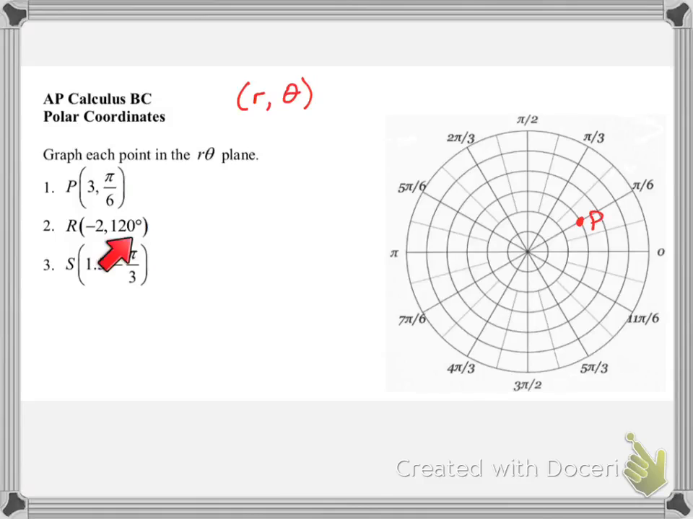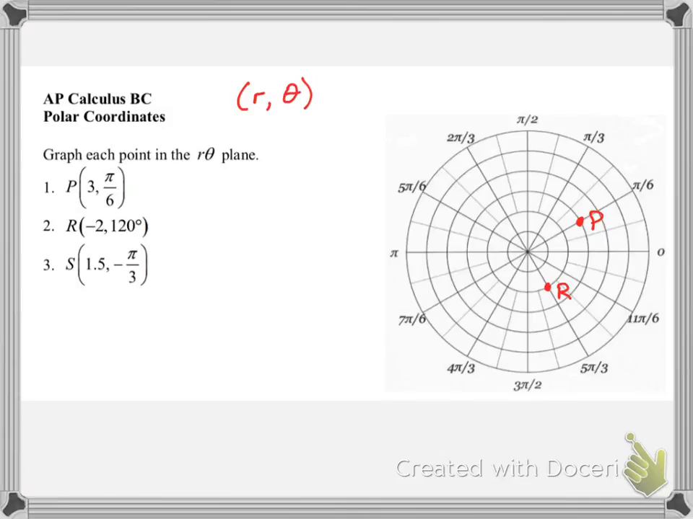All right, so the next one is 120 degrees. So 120 degrees will be rotated around to here. 2 pi over 3 is the same thing as 120 degrees. Now, if the radius is a positive value, then you go along that line for the 120 degrees. However, if it is a negative radius, that means you go in the opposite direction. So this coordinate will be the -2. All right, and that is going to be the coordinate for point R.